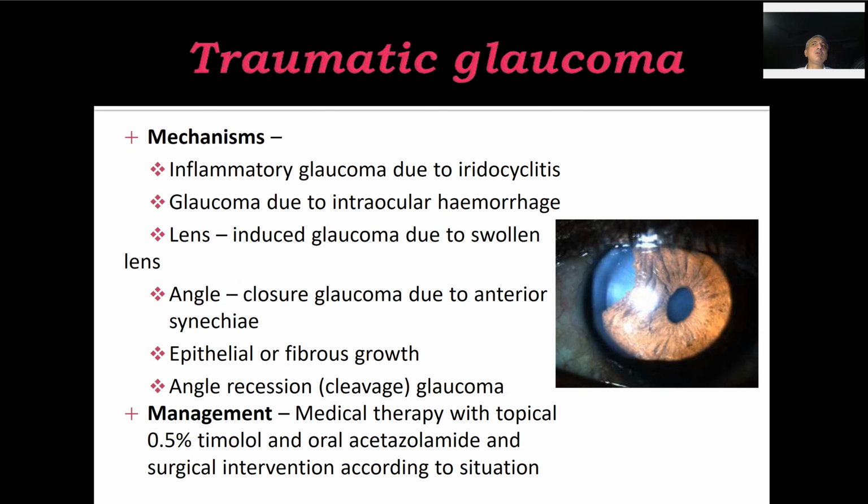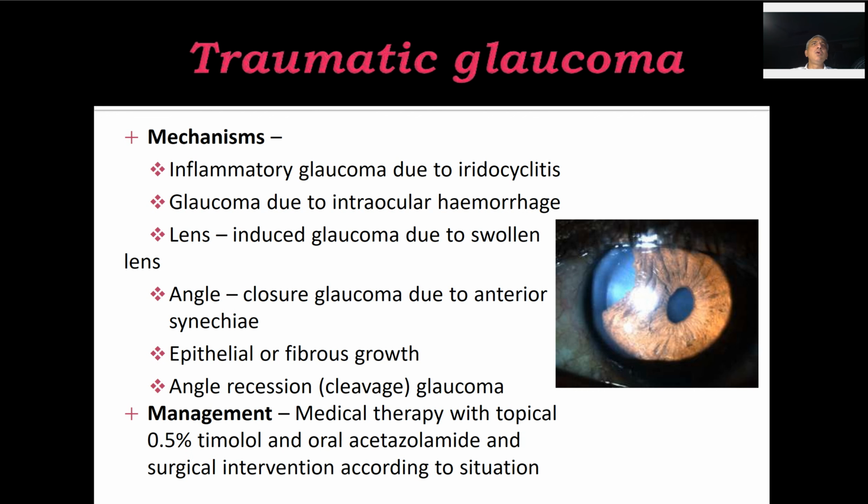Then we go on to traumatic glaucoma. So traumatic mechanisms include inflammatory glaucoma secondary to iridocyclitis, glaucoma due to intraocular hemorrhage, lens-induced glaucoma due to swollen lens, angle closure glaucoma due to anterior synechiae, epithelial or fibrous growth, and angle recession glaucoma.